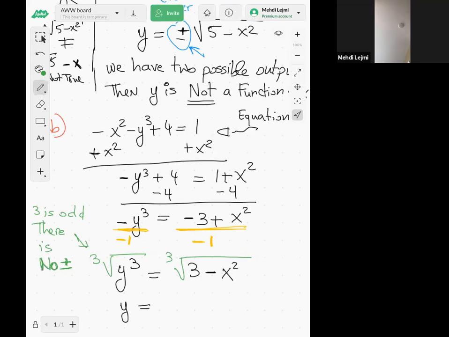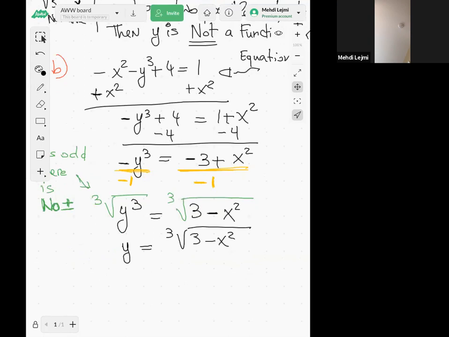So then y is just the third root of 3 minus x squared. And because there's no plus or minus, if you pick a random value of x, for example 0, you're going to have just one possible output. Like if x is 0, that will be the third root of 3, right? So we have only one possible output. So then y is a function of x.